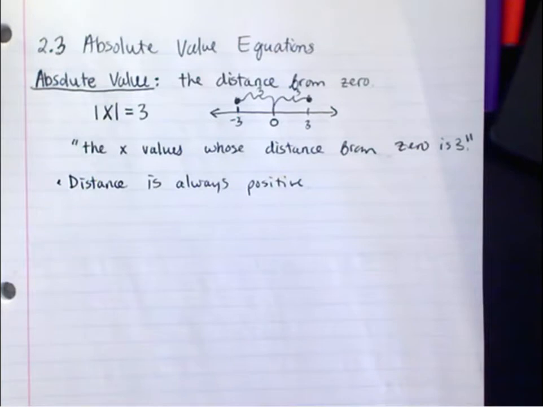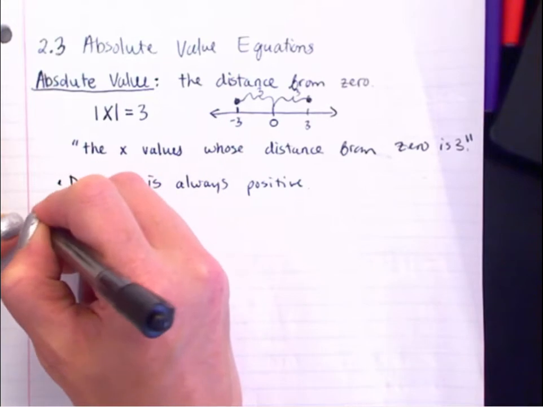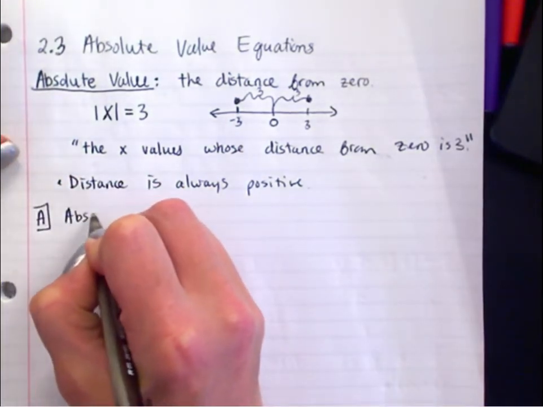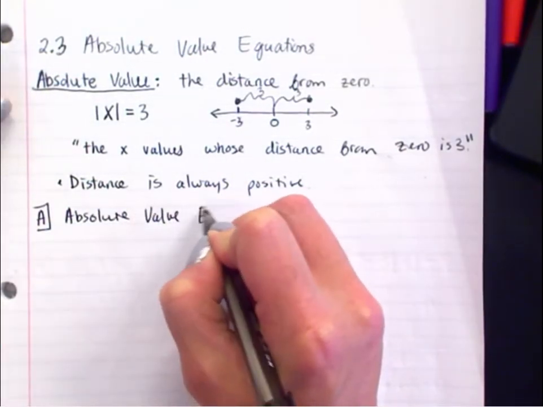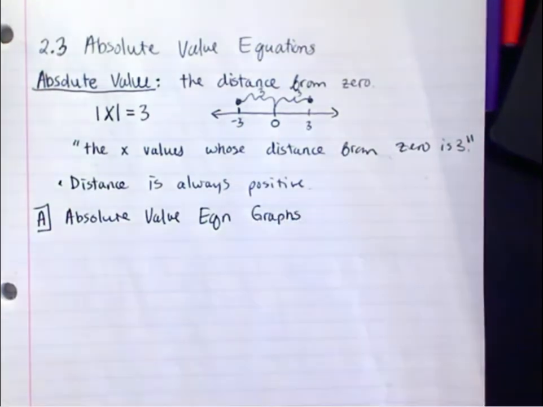All right. We're going to start actually with translating some sentences and looking at the simple graphs, and then we'll get into the solving. Okay, so the first part: absolute value equation graphs. Example 1.